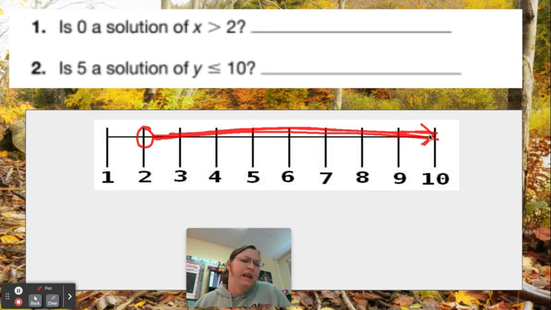So is 0 a number that I colored in? No, it isn't. That means is 0 a solution of x is greater than 2? No. 0 is definitely not a solution. And if you think about it, you know that x is greater than 2. Well, I know that 0 is less than 2. So obviously that one doesn't work. But I wanted to show you how it works with the number line.